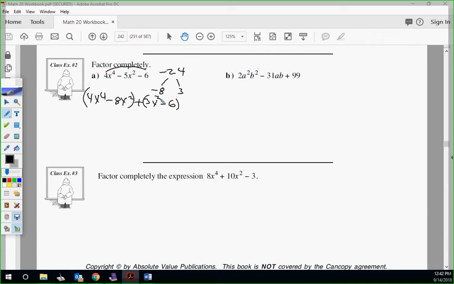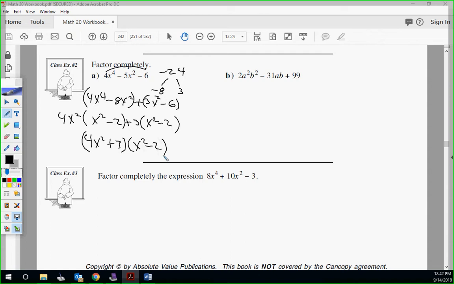Because, like, what do these have in common? 4 and x squared, right? So we're taking out 4x squared. And so that gives me x squared minus 2. These have a 3 in common. That gives me x squared minus 2. So that's essentially going to be 4x squared plus 3 times x squared minus 2.